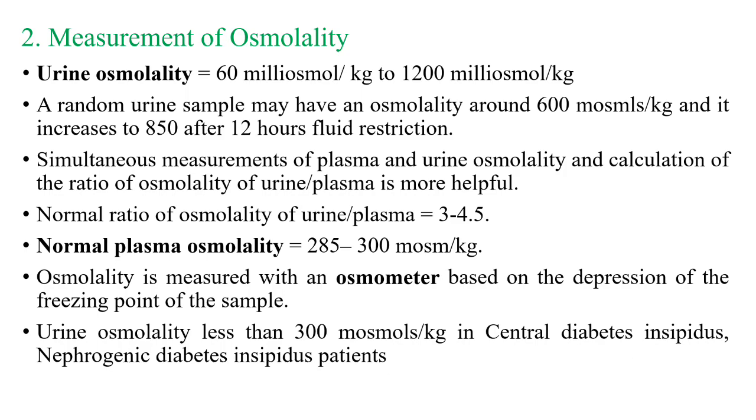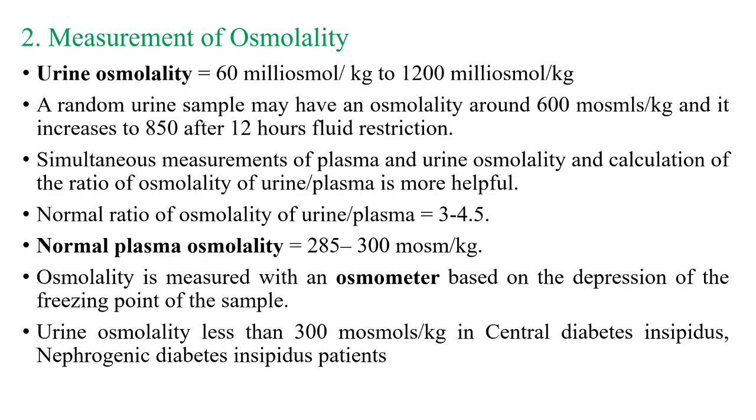Simultaneous measurement of plasma and urine osmolality and calculation of the ratio of urine to plasma osmolality is more helpful in tubular function tests. The normal ratio of urine to plasma osmolality is 3 to 4.5. Plasma osmolality is 285 to 300 milliosmoles per kg. Osmolality is measured with an osmometer, based on the depression of freezing point of the sample.